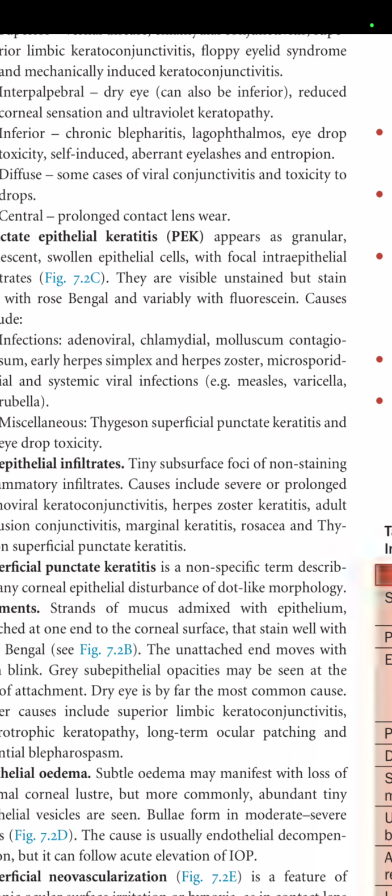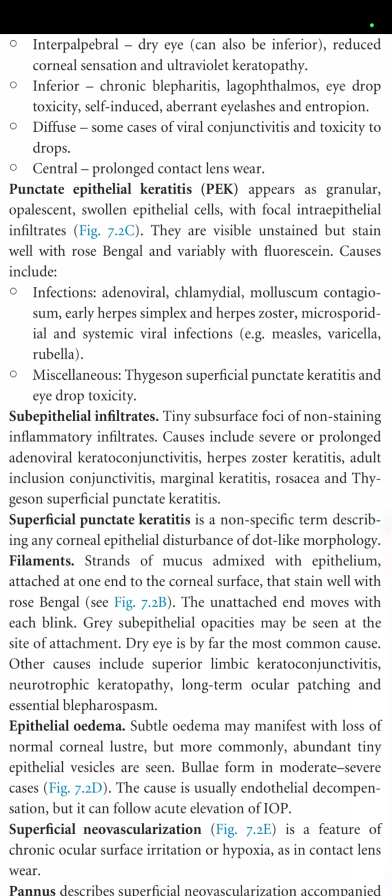They are visible unstained, but stain well with rose bengal and variably with fluorescein. So usually they do not stain with fluorescein. They only stain with rose bengal because rose bengal stains dead cells and devitalized tissue. That is why it gets stained with rose bengal but usually not with fluorescein. So what are the causes of punctate epithelial keratitis? It can be infectious and miscellaneous.